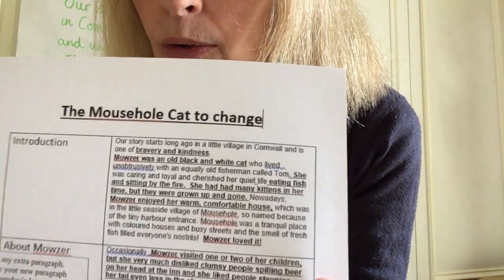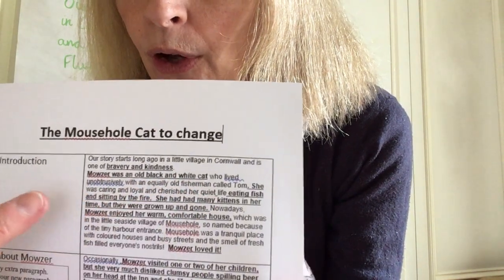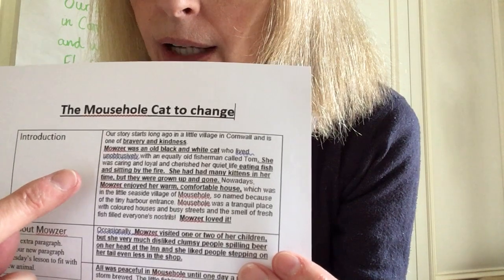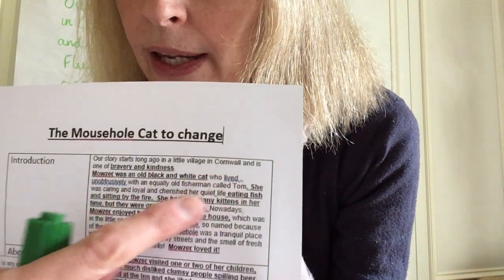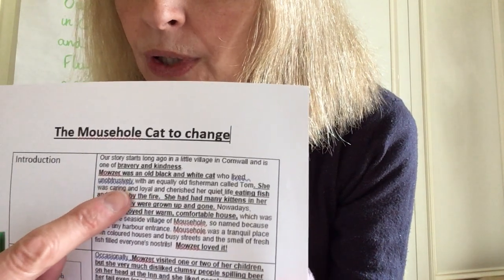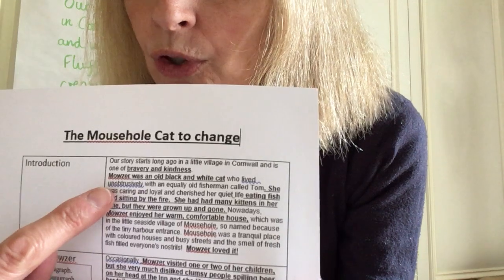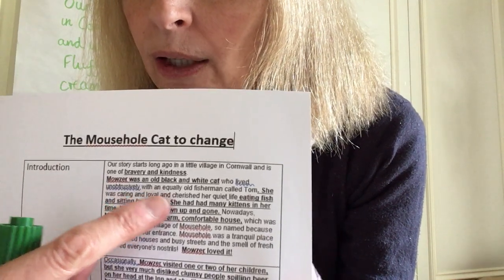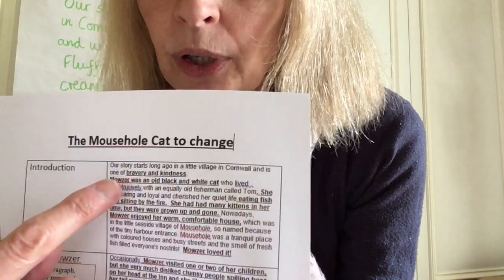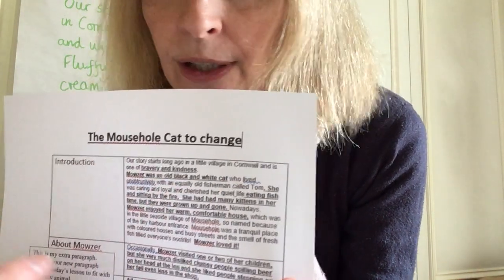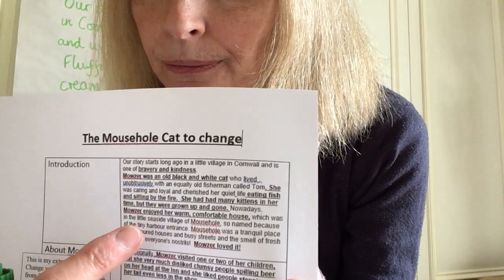So instead of Mowzer was an old black and white cat, I've got Fluffy was a young brown and cream owl, who lived unobtrusively, that's one of our special words we've been looking at, unobtrusively with an equally old fisherman called Tom. We're not going to change that because Fluffy's living with Tom, not Mowzer. So that's not going to change.